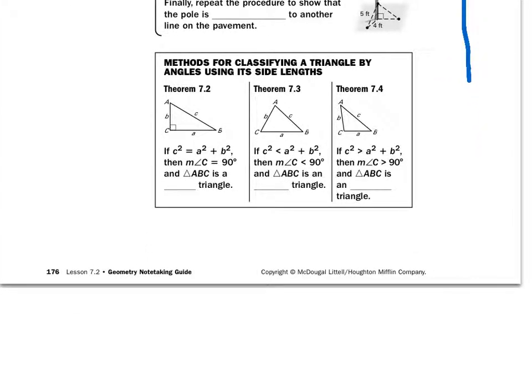Okay, so this is a fairly confusing little topic. So let's go ahead and they put it in a box and just repeat it. So here we go again. If a squared plus b squared equals c squared, then it's a right triangle. If a squared plus b squared together is bigger than c squared, then we have an acute triangle. If a squared plus b squared together is smaller than c squared, then we have an obtuse triangle.